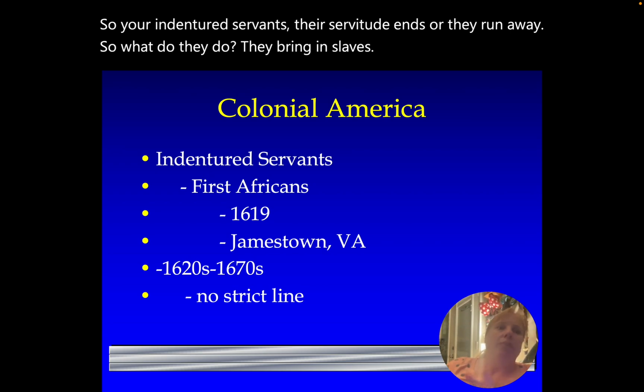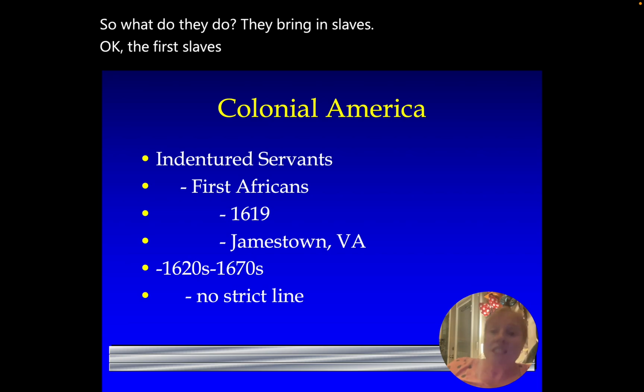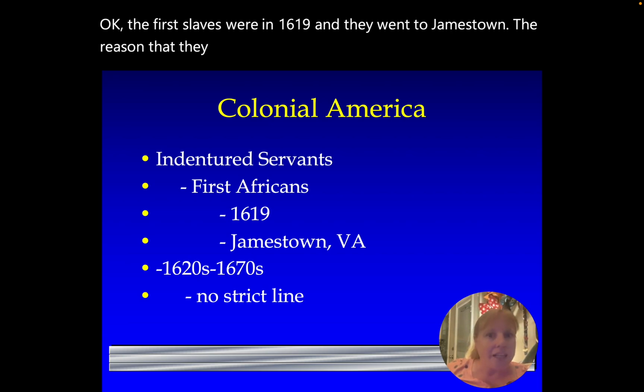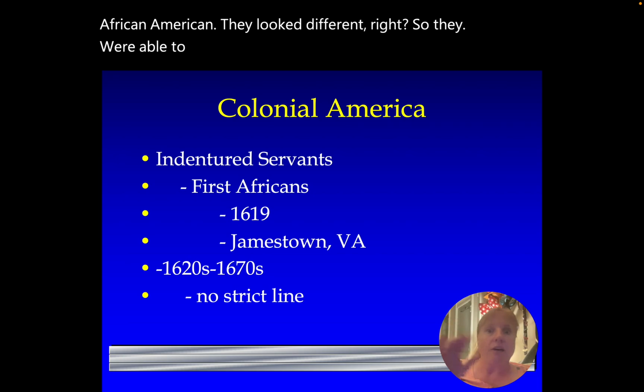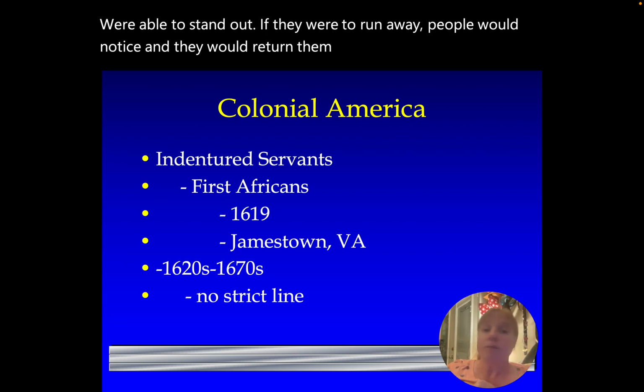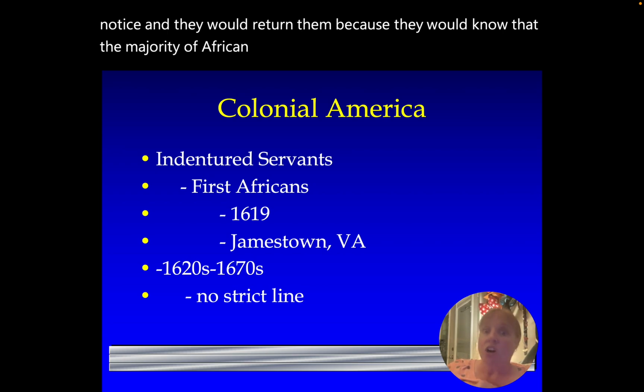Okay. The first slaves were in 1619 and they went to Jamestown. The reason that they liked slaves in the Americas is because they were African American. They looked different, right? So they were able to stand out. If they were to run away, people would notice and they would return them because they would know that the majority of African Americans are not freed.